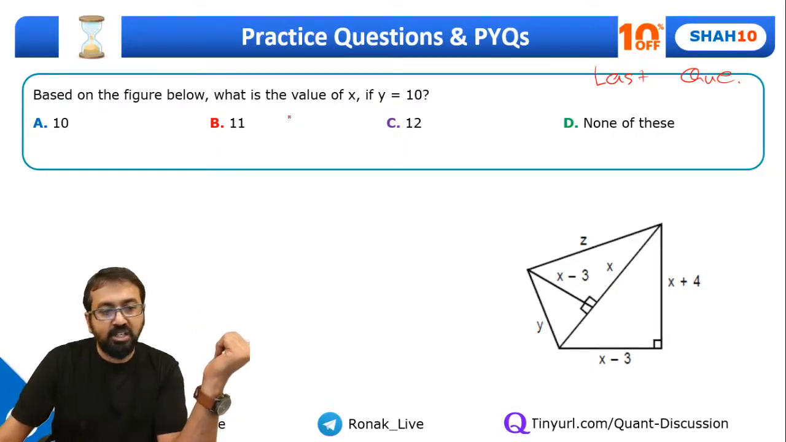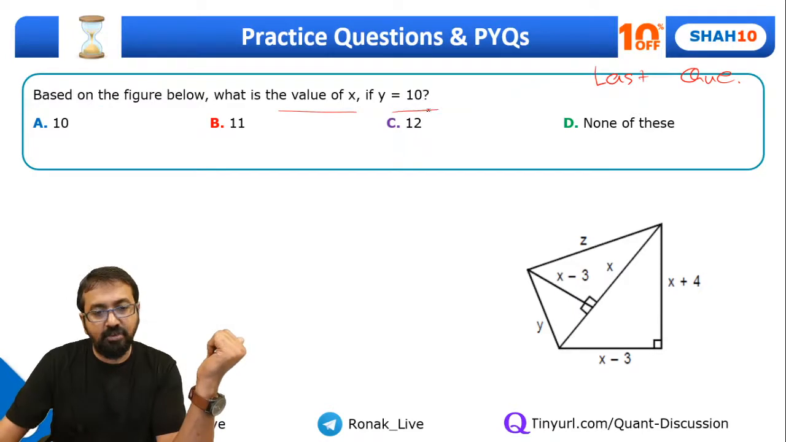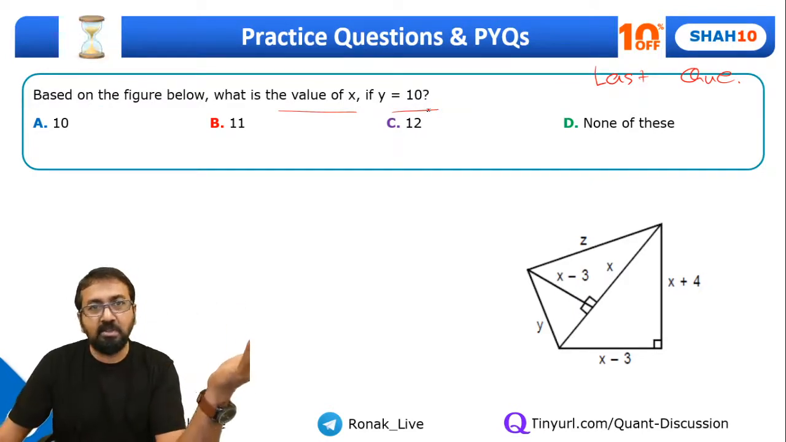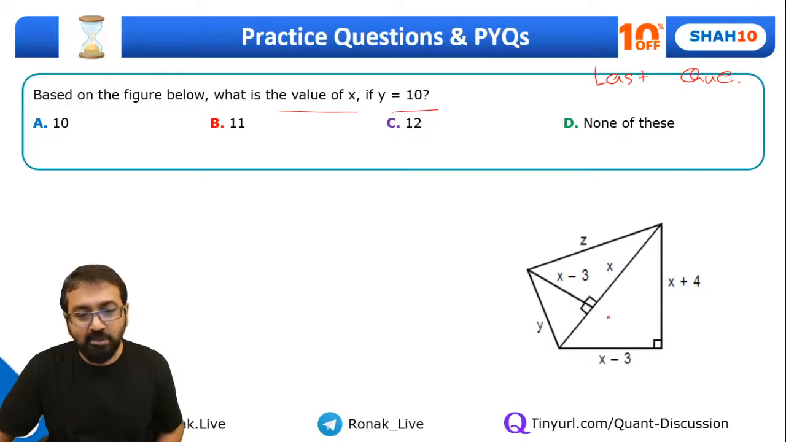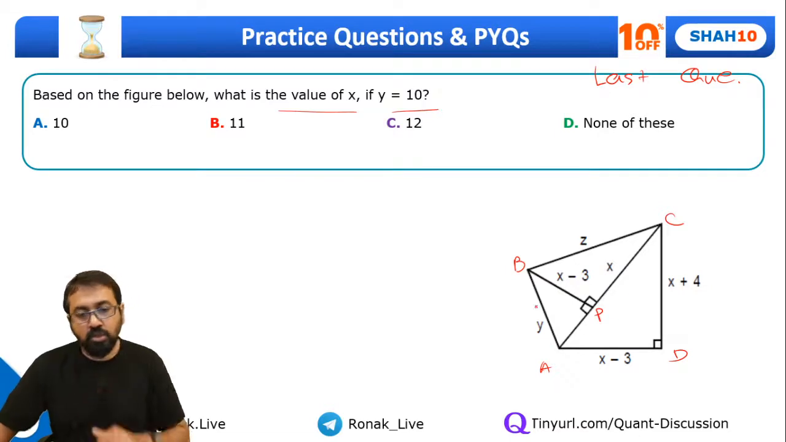So based on the figure given below, what is the value of x if y equals 10? Looks like a very simple question, right? So guys, it is slightly complicated because there are so many variables and nothing is mentioned. The only thing given is this, let me give some names: A, B, C, D, and this point is P. So this angle is 90, this is 90, and this is 90, right?